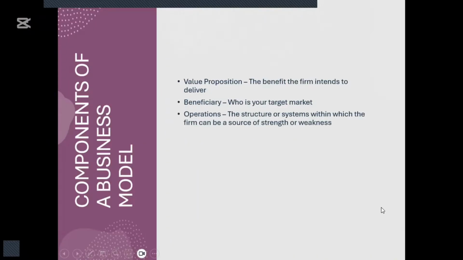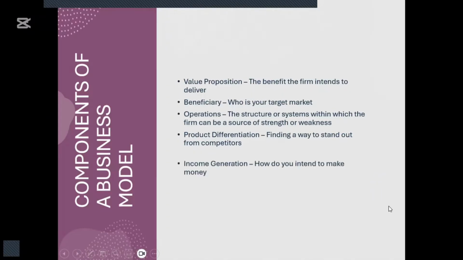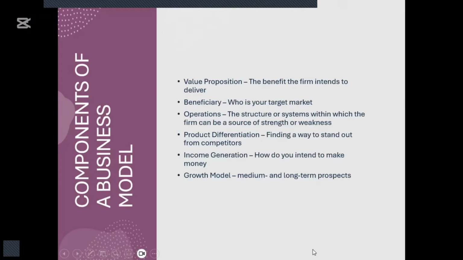Third area is operations. In this case, we are looking at what within your organization gives you an internal source of competitive advantage. The next area is product differentiation, which is looking at how you stand out from your competitors. Fifth area is income generation, and in this case, we are looking at how you intend to make money. And the last area is your growth model, and we are looking at exactly where you see yourself in the future.